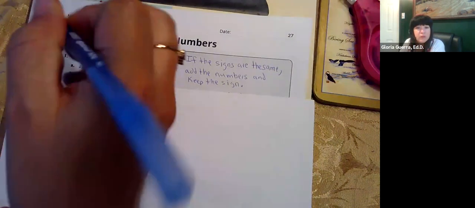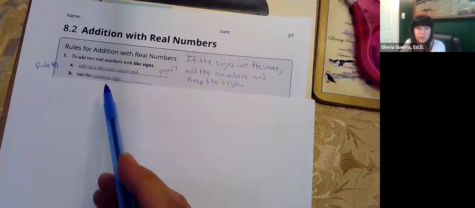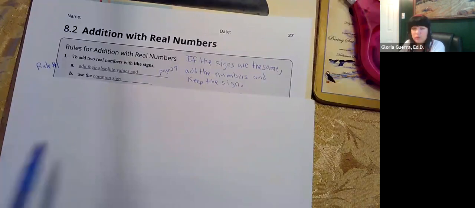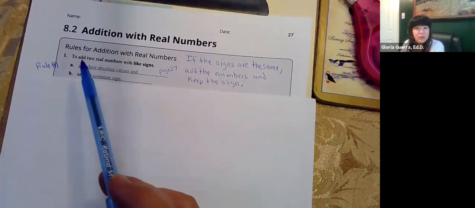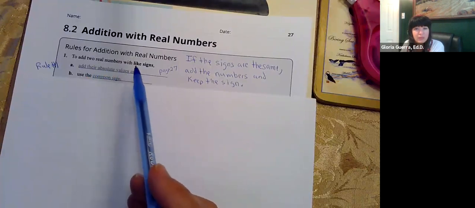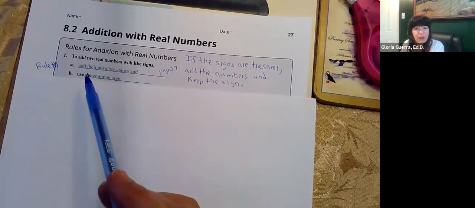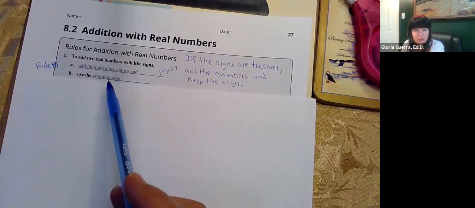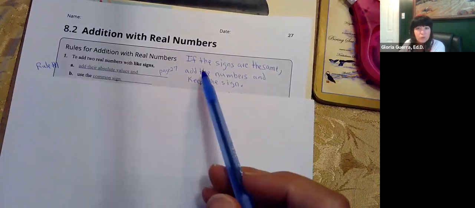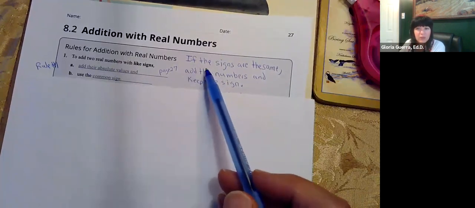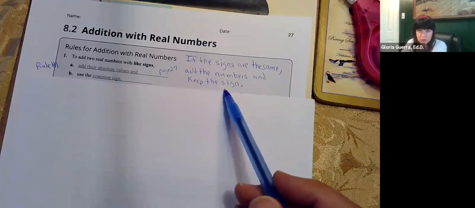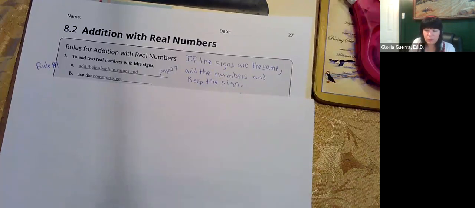And if you can fill this in, you should also go through your notes, but I do need this page today to go over the rules. I do need to go over this excerpt here. So to add two real numbers with like signs, what we need to do is add their absolute values, and we need to use the common sign, okay? So another way of saying that is if your signs are the same, you want to add the numbers and you want to keep the sign. Okay, so if you could pause the video and write that down.